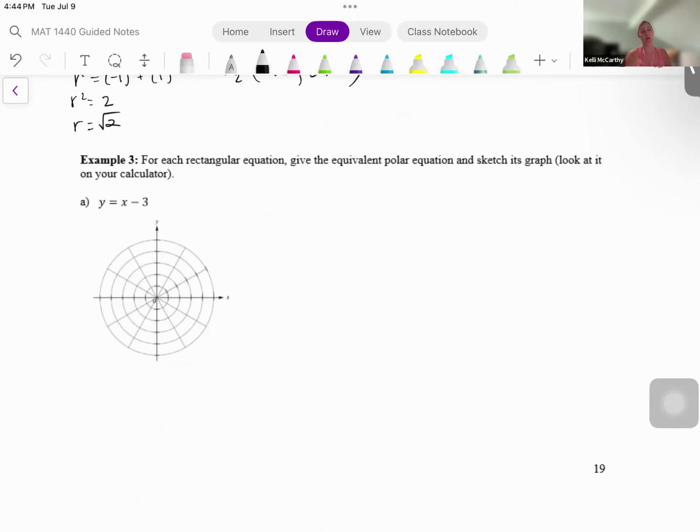Given a rectangular equation, so that's an equation in terms of x and y, give the equivalent polar equation. Our equivalent polar equation is going to be an r equals, so solve for r. And sketch it on the graph. And then we're going to use Desmos to take a look at this just to see that it did work. We're going to be going back and forth between Desmos again in this video.